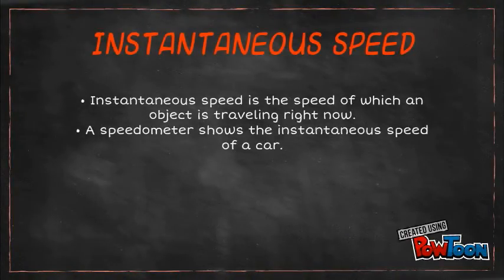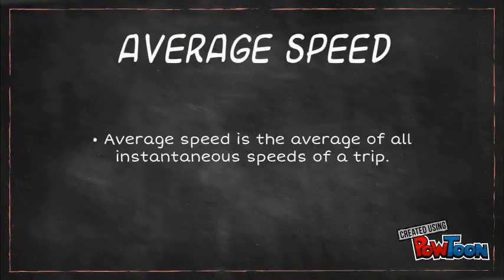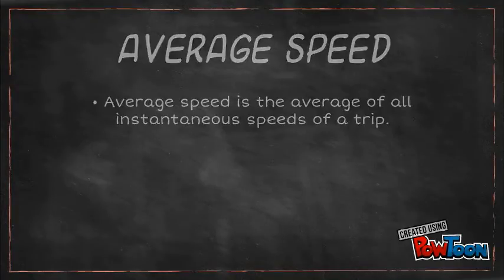Instantaneous speed. Instantaneous speed is the speed at which an object is traveling right now. A speedometer shows the instantaneous speed of a car. Average speed. Average speed is the average of all instantaneous speeds of a trip.